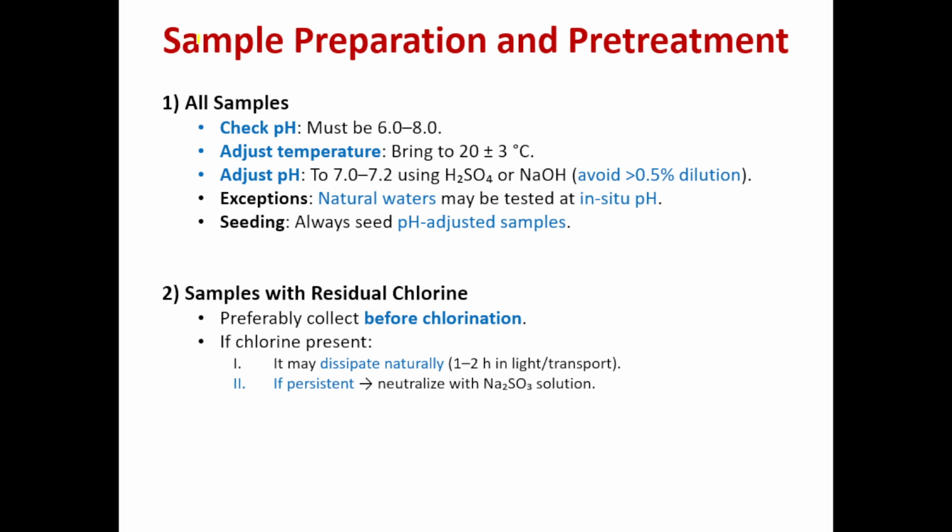And the next is sample preparation and pre-treatment. We need to check all samples. We need to check pH. pH must be between 6 to 8. Temperature, we need to check temperature. If it is not within the range, that is 20 plus minus 3 degrees Celsius, we need to bring it to 20 plus minus 3 degrees Celsius. And if pH is beyond this range, we need to adjust pH to 7 to 7.2 using sulfuric acid or sodium hydroxide. And we also keep in mind that the dilution should not be more than 0.5%.